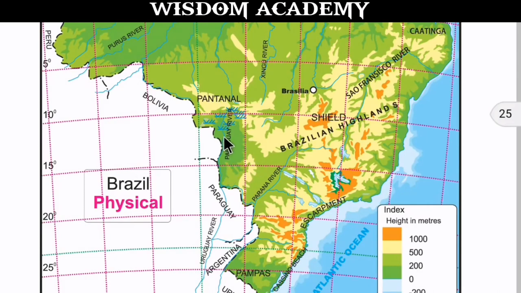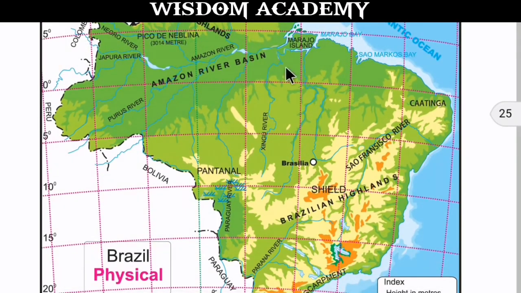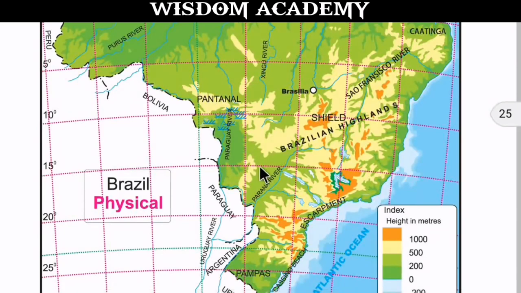The plain that the Paraguay and Parana Rivers have made: whenever a river flows, it keeps depositing sand, sediment and rocks. Whenever a river is depositing this, then plains are found in this area. So a plain is formed. So in Brazil we are having two plains, the Amazon plain or Amazon river basin, and then the Paraguay-Parana river basin. The plains in Brazil are confined largely to two areas, the Amazon basin and the Paraguay-Parana basin.